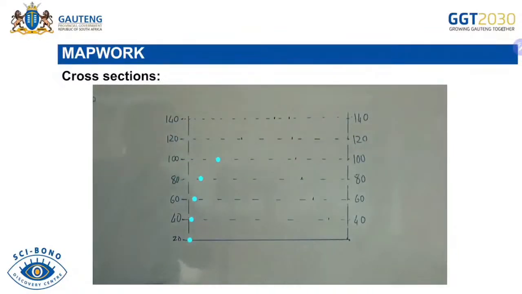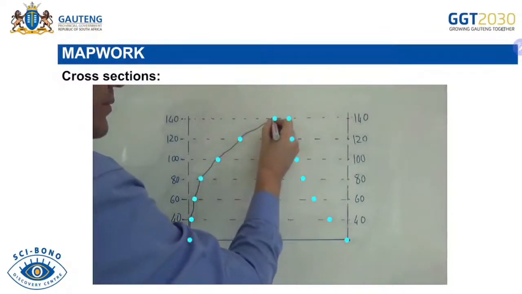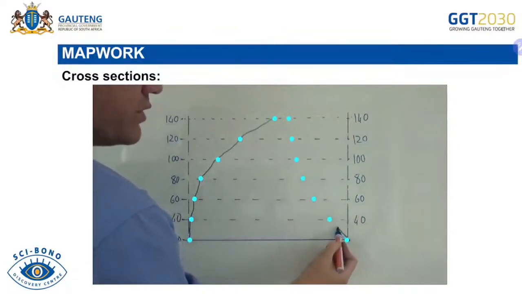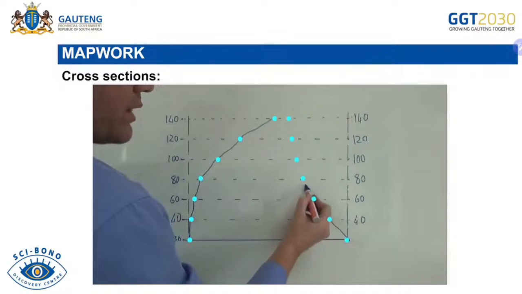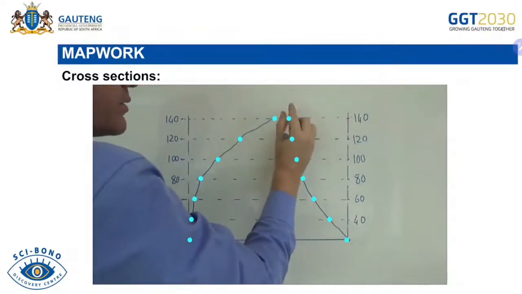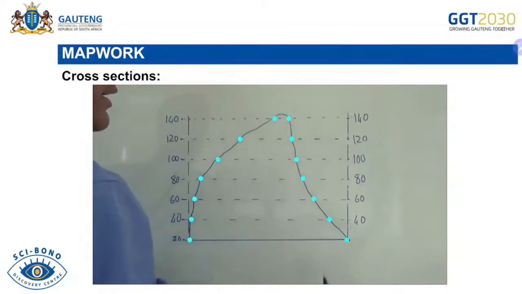So now we are simply going to connect these markers. Here's 20. This is a very steep slope, as you can see. Now, here is where you have to guess more or less what the top of the hill looks like. So you can do it however you want. And that is your cross section.